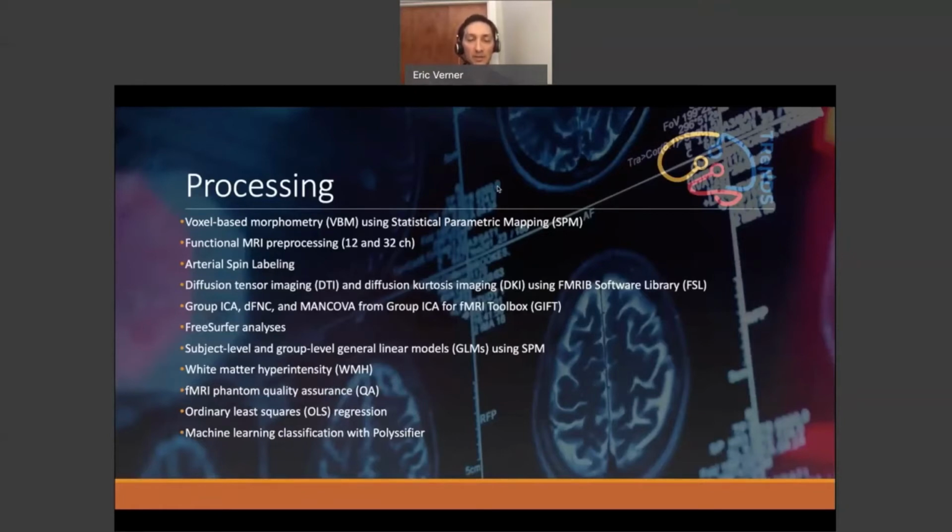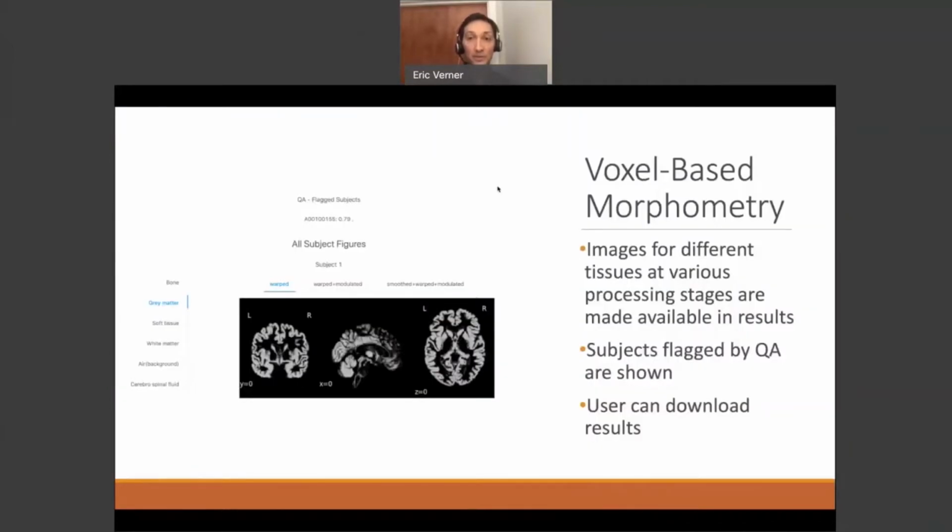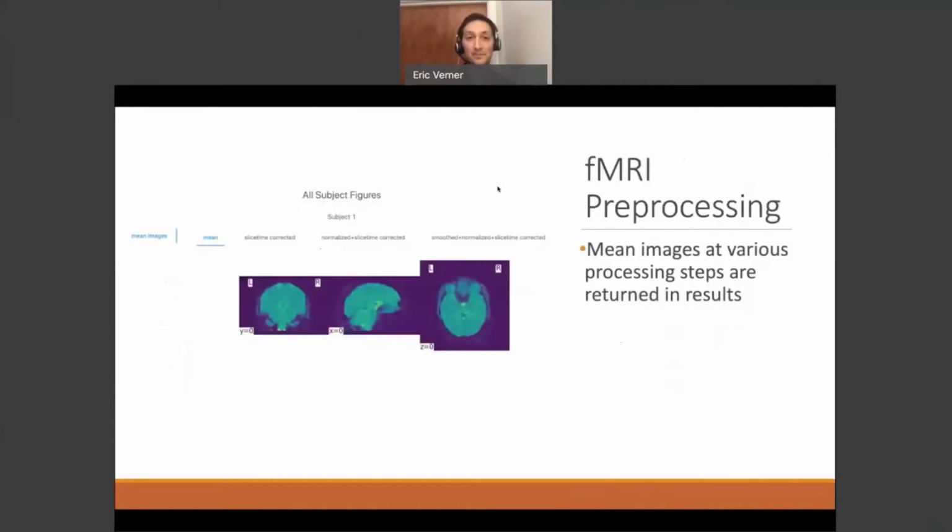Then here's all the analyses we do with GIFT. That includes Group ICA, DFNC, and Mancova. Also FreeSurfer and general linear models using SPM. Here's an overview of voxel-based morphometry. You can see the images at different steps of processing and in different tissue types. Here's fMRI pre-processing. You can see the mean image at various states of pre-processing.